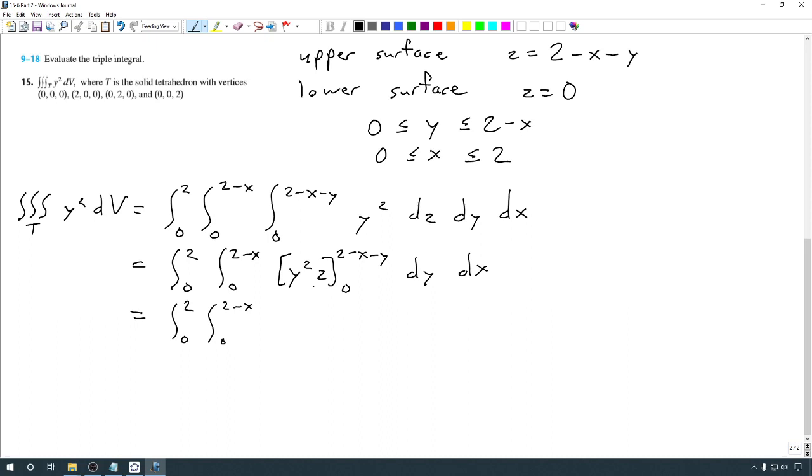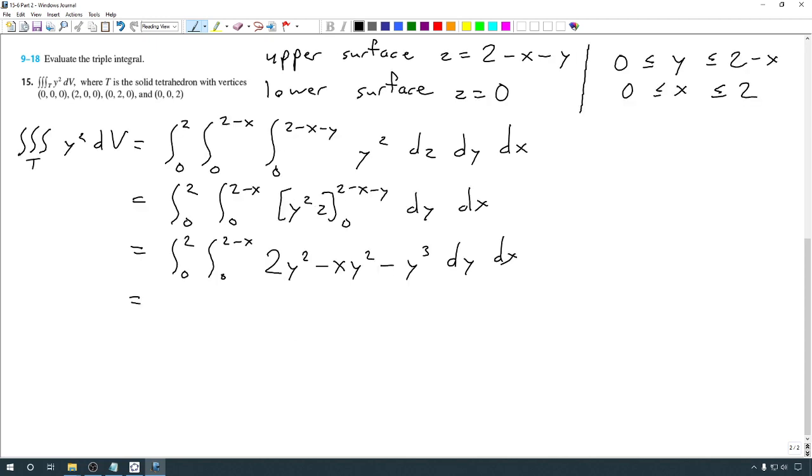So really we're just replacing z here with 2 minus x minus y. I'm going to distribute the y squared. So we have a 2y squared minus xy squared minus y cubed. I think I'm going to run out of space here. Let me move stuff around a little bit. There we go. Everything's still there. I just move stuff up a little bit so I have more room at the bottom.